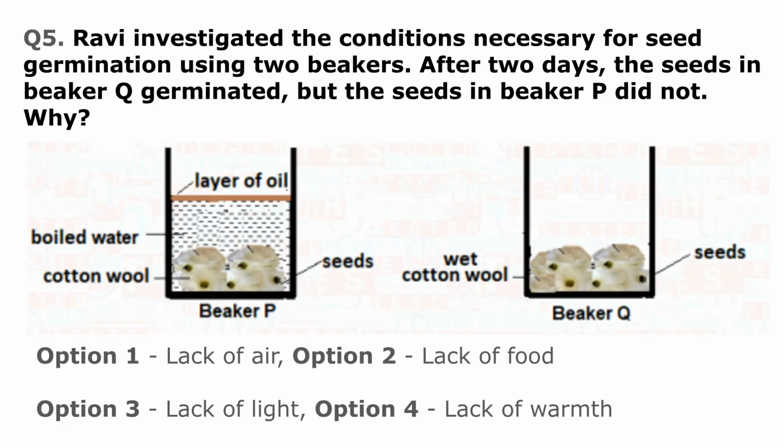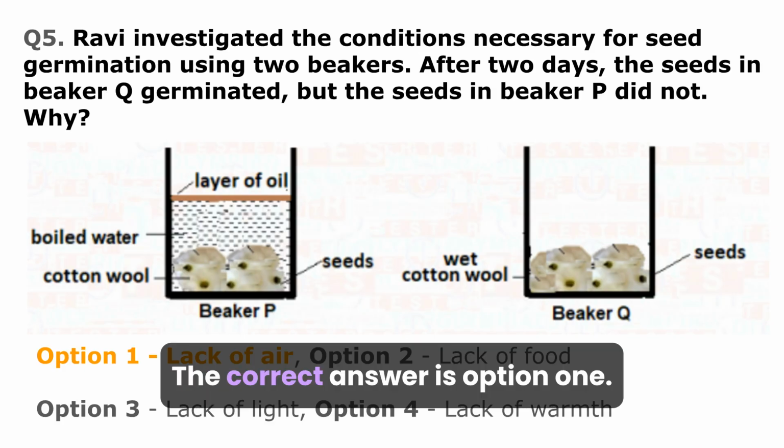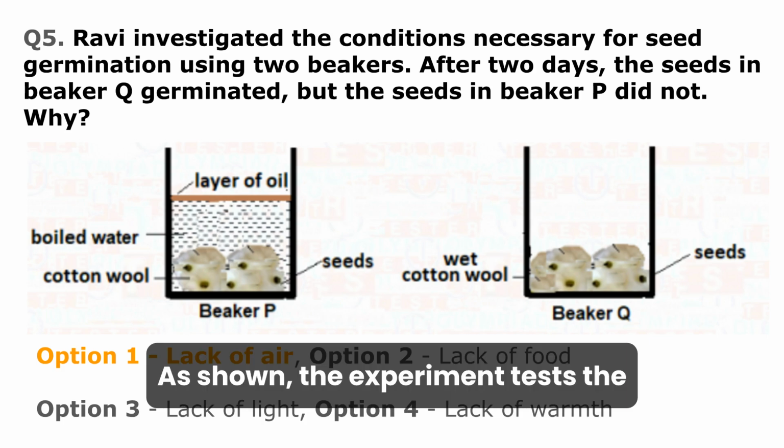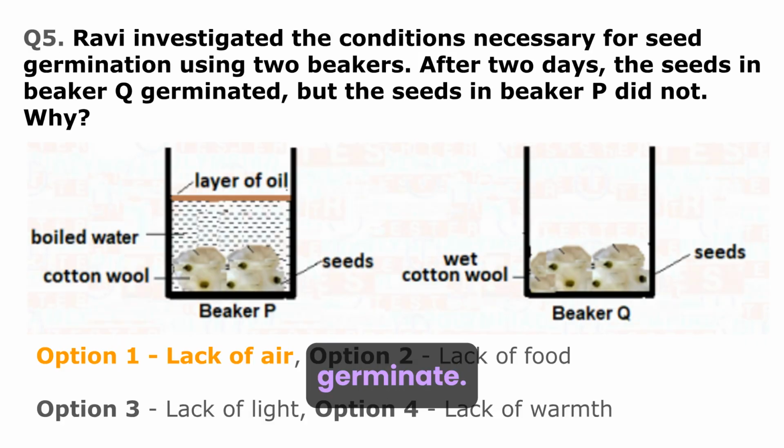Ravi investigated the conditions necessary for seed germination using 2 beakers. After 2 days, the seeds in beaker Q germinated, but the seeds in beaker P did not. Why? The correct answer is option 1. Let me explain. As shown, the experiment tests the conditions required for seeds to germinate.